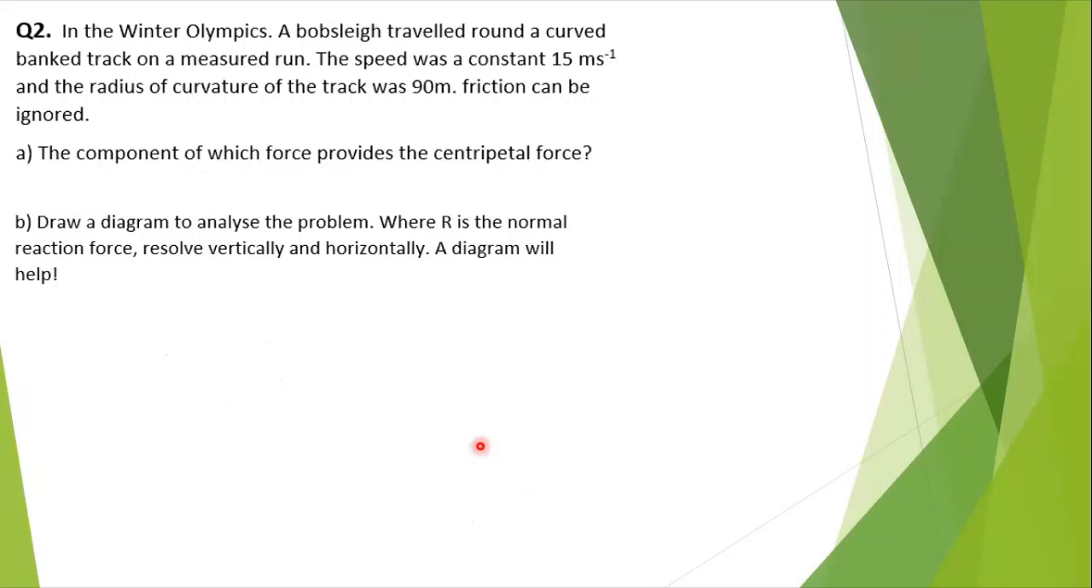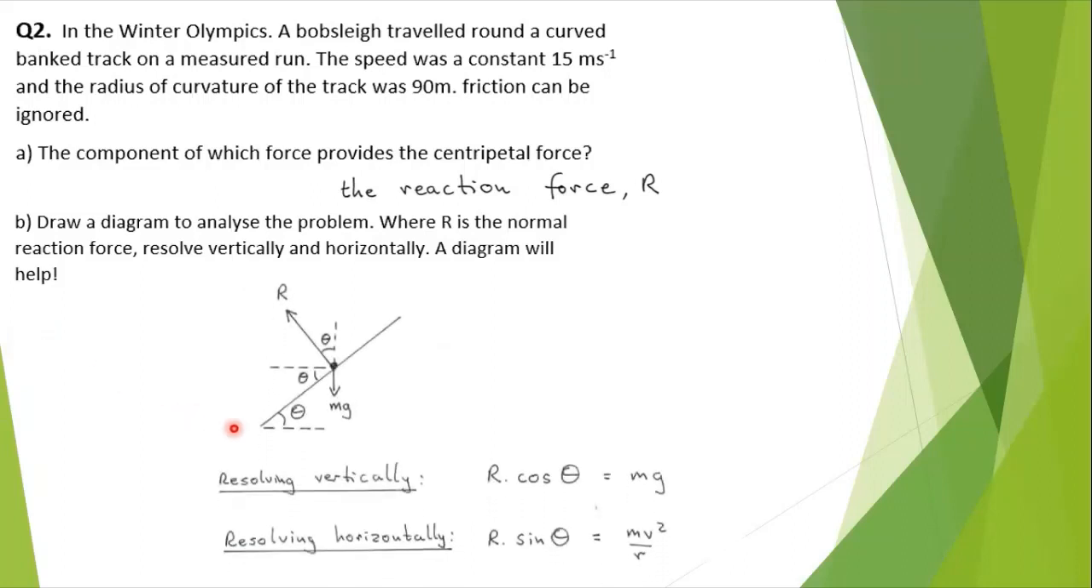Now, another question. In the Winter Olympics, a bobsleigh traveled around a curved-banked track on a measured run. The speed was a constant 15 meters per second, and the radius of curvature of the track was 90 meters. We're going to ignore friction. The component of which force provides the centripetal force? The reaction force R. Now we're asked to draw a diagram.